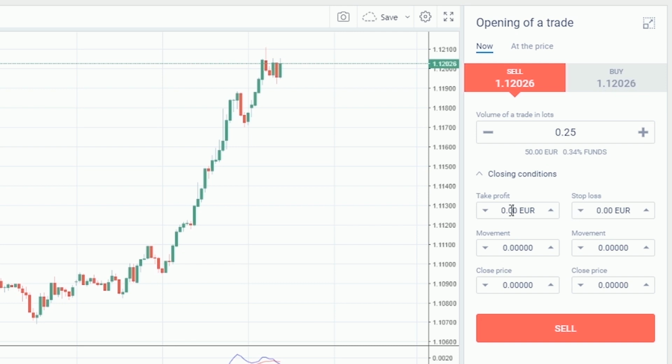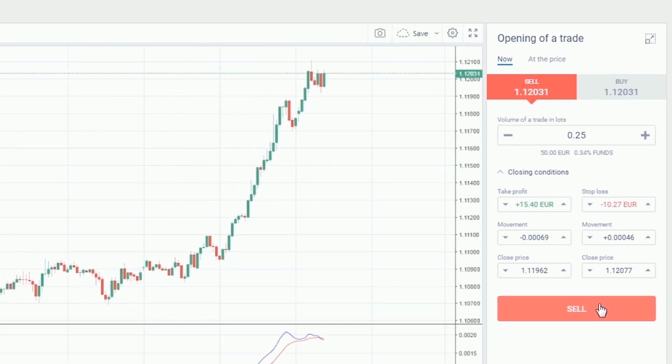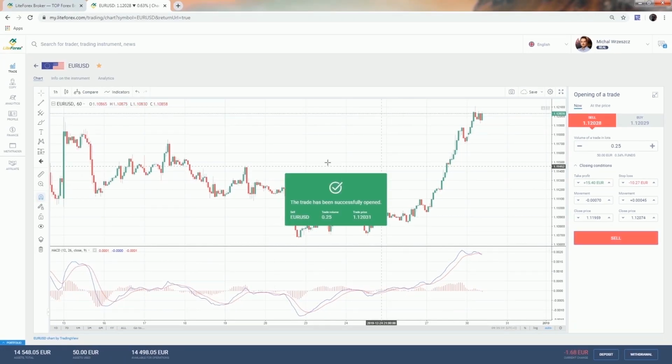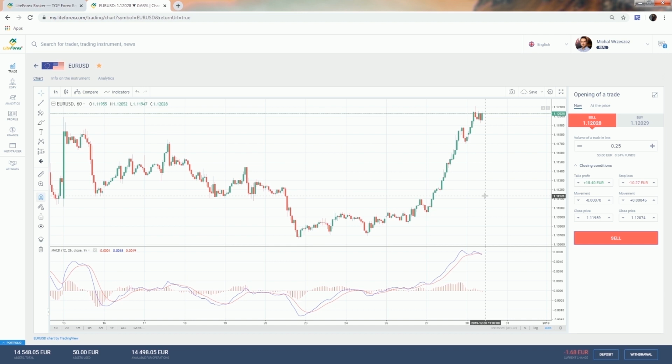For this particular trade, let's choose the take profit somewhere around 15 euros, like this. And the stop loss, we will go for 10 euros. It should be minus, of course. And down below you can see all is set, all clear we have. So just press sell, quick confirmation, and yeah, we're good to go to make some profit. So now we should just wait.